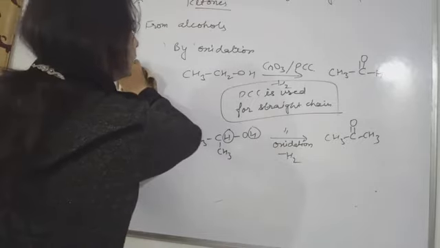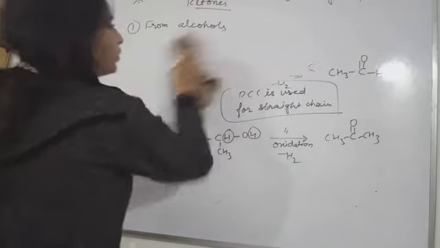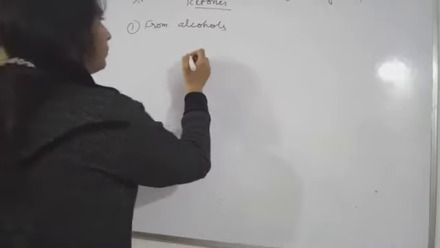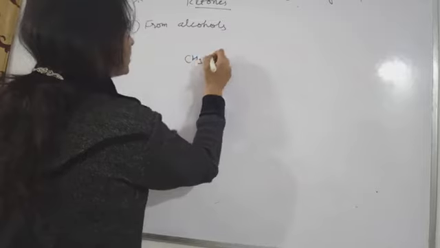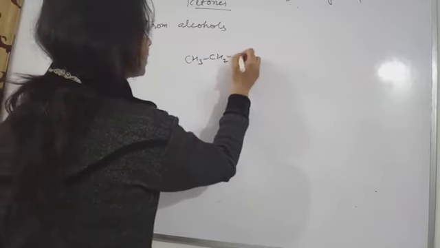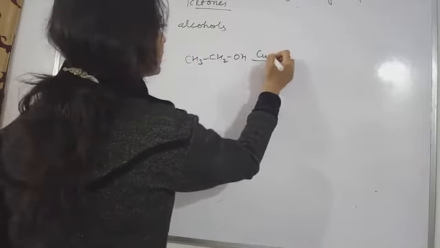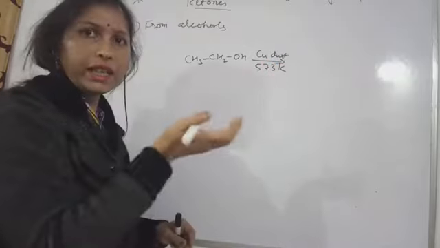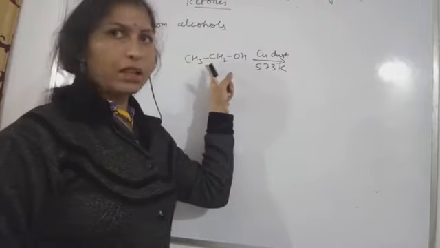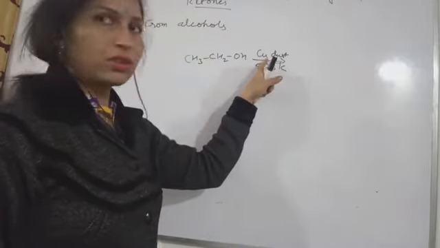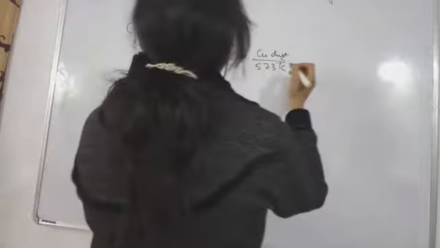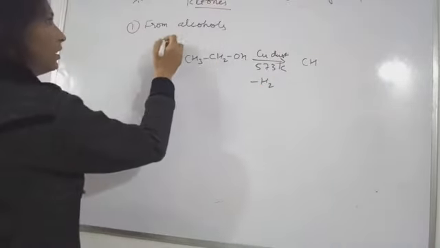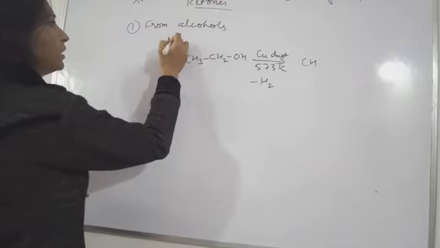Suppose this is CH2, this is OH. Okay, so this is copper dust, and then 573 Kelvin. We are heating this primary alcohol in presence of this copper dust. Then you will get what? The same. This is dehydrogenation. So we are calling this process, this is the B part, you can say.